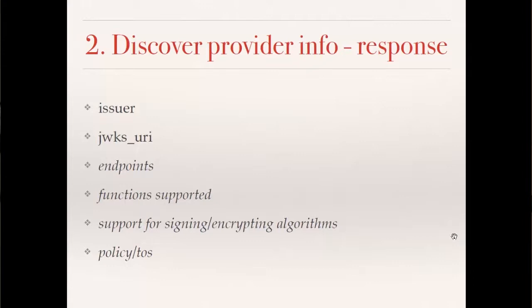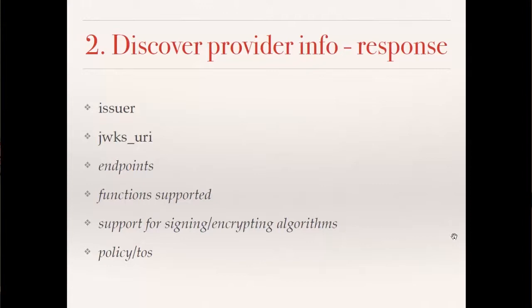You will get the JWKS URI, which is a pointer to a web page where you can get key material for this server. This is the public part of an RSA key, for instance. This is the public part of an elliptic curve key or something like that. You also get information about endpoints. Where is the authorization endpoint? Where is the token endpoint? Where is the registration endpoint, which is where you want to go if you want to register the client, and so forth. Where is the user info endpoint?